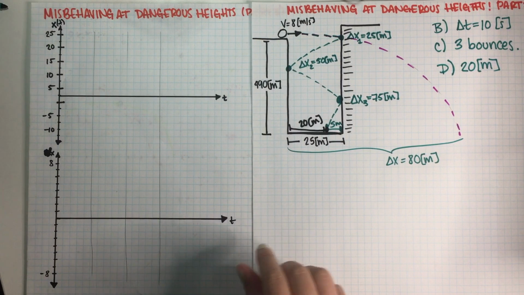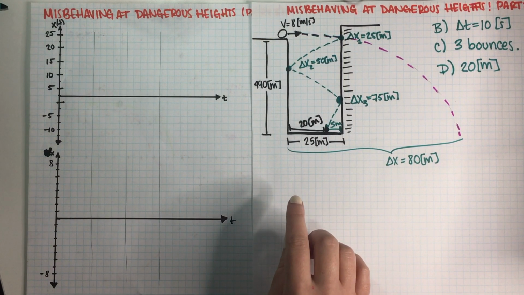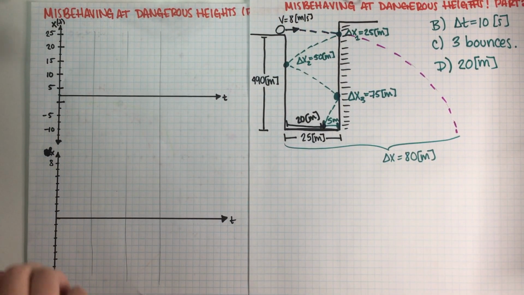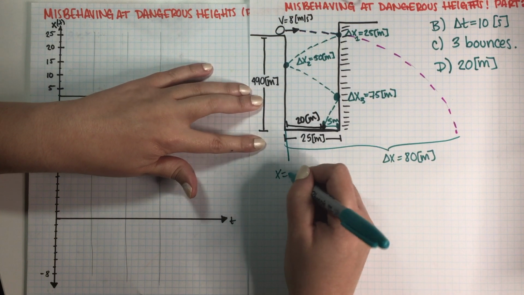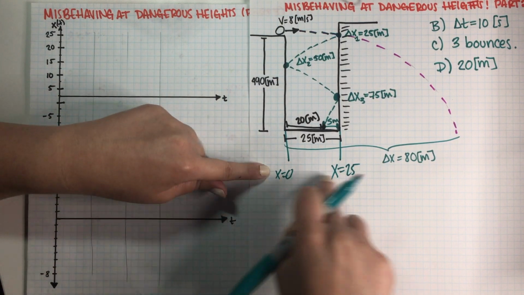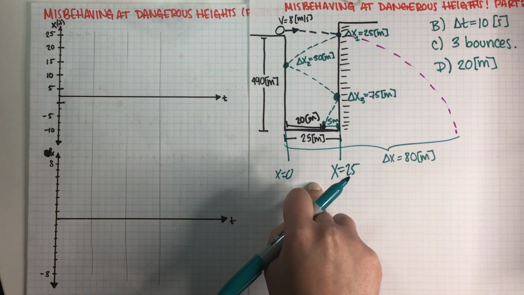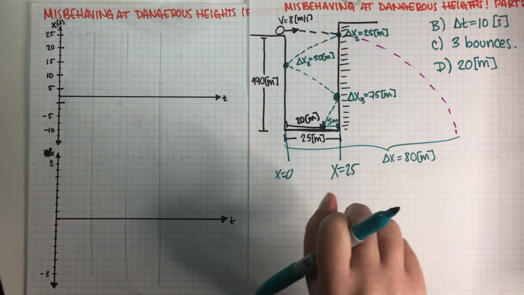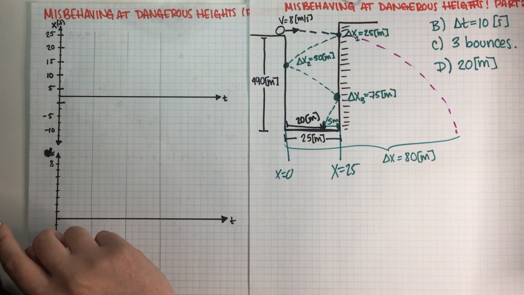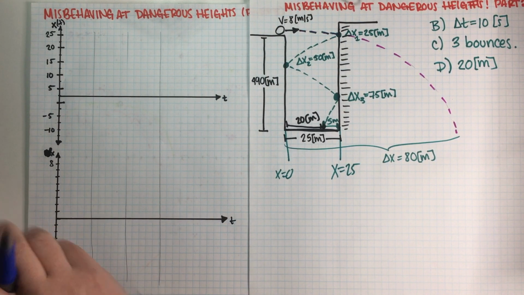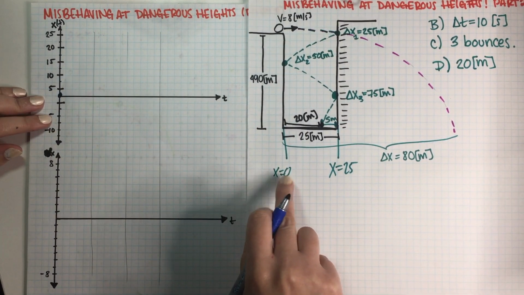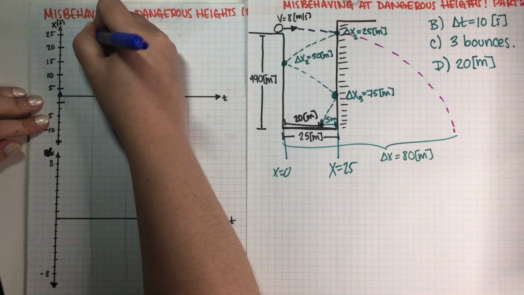So let's see. Our position is basically gonna be, so if this is x equal to 0 and this is x equal to 25 meters, then we're basically gonna bounce 0, 25, 0, 25, and then just stop at 20, right? Yeah. So let's just go ahead and figure out how this would look on a graph. My initial position is going to be at 0 because I started where I said 0 was. And then I'm gonna bounce at 25, so I'm just gonna get here.